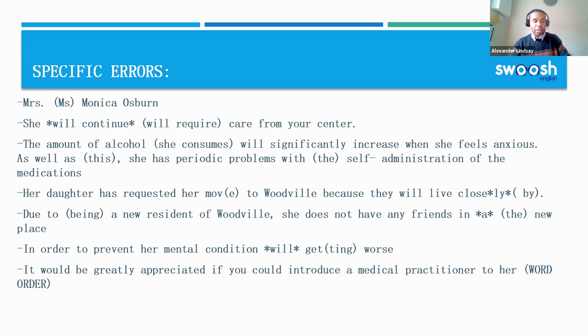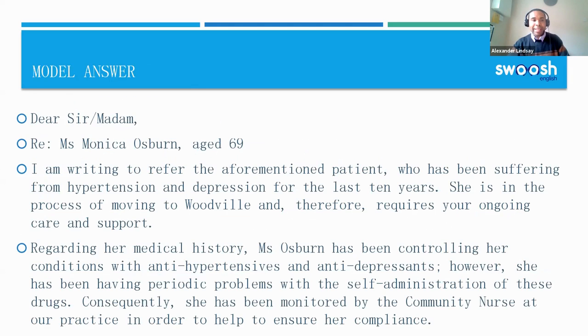So the final part of the class we're going to look at now then is a model answer. Okay, so this is correcting some of the errors to change this from a C+ to an A.